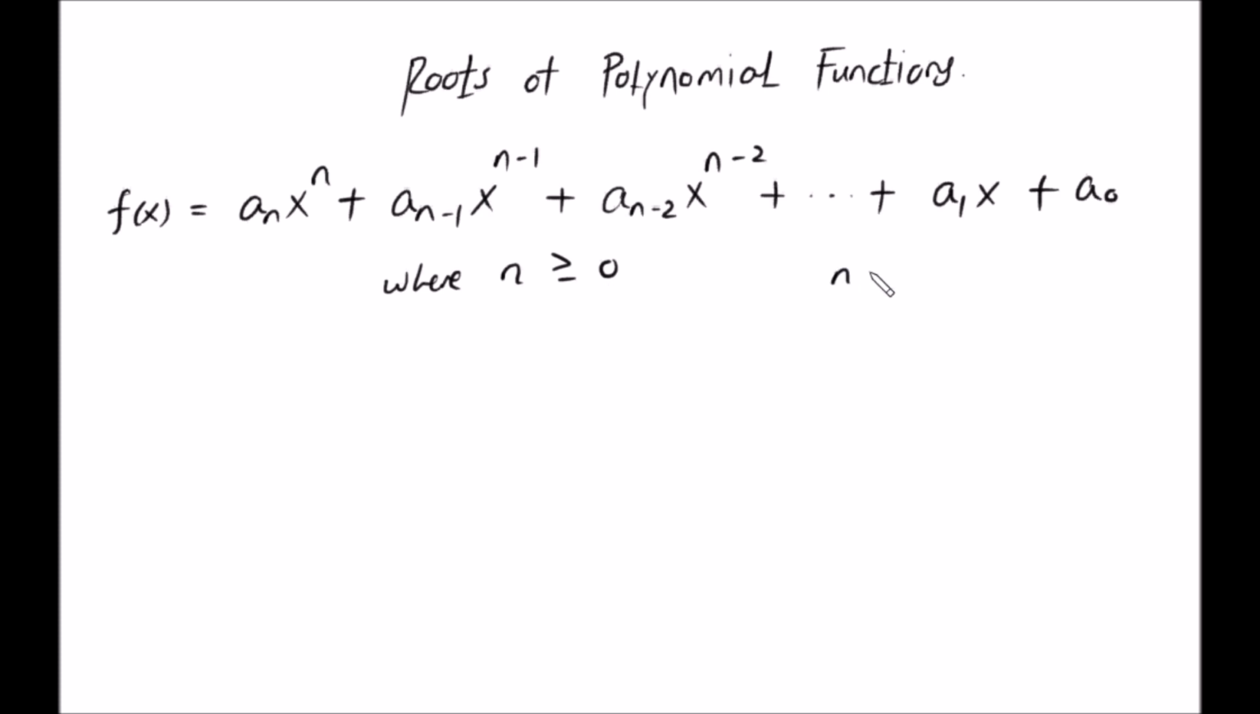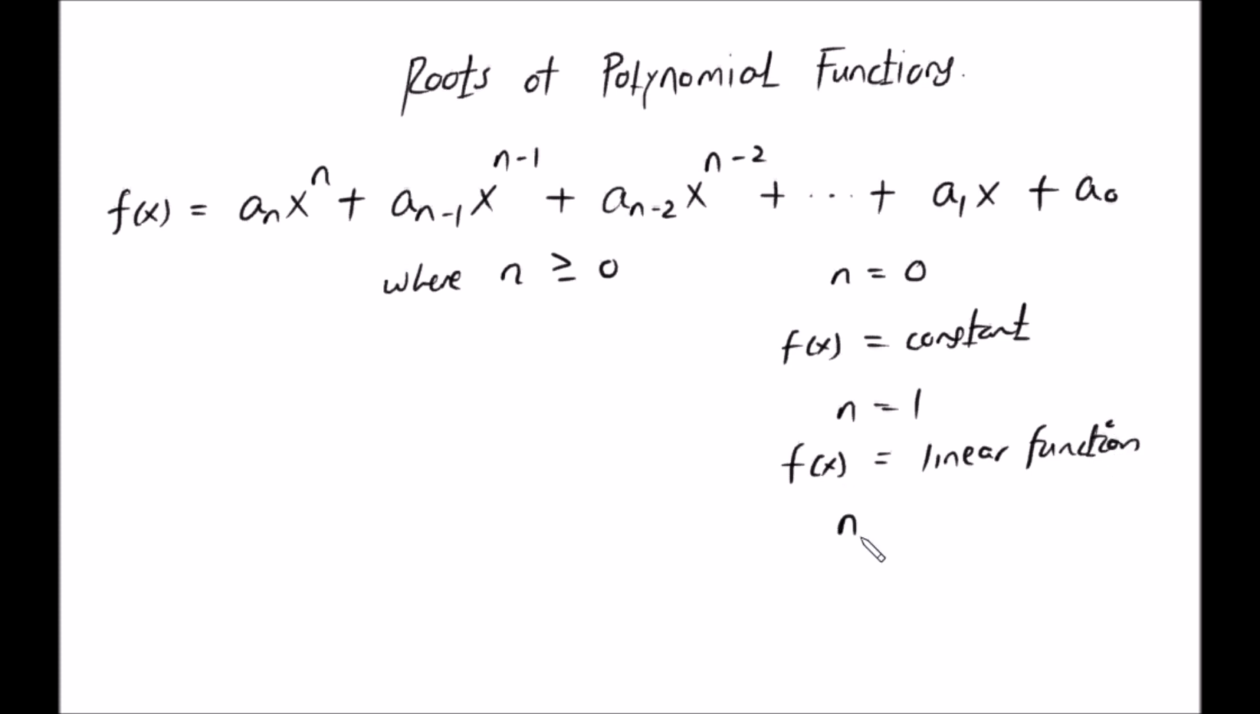So n ikiwa 0, f of x inakuwa ni constant. Kasema greater or equal, kwa hiyo n ikiwa 1, f of x inakuwa ni linear function wanaita. N ikiwa 2, f of x itakuwa ni nini? Quadratic function. Hivyo hivyo ikiwa 3 itakuwa cubic function na kuendelea.